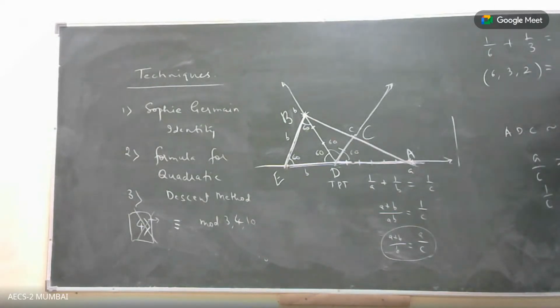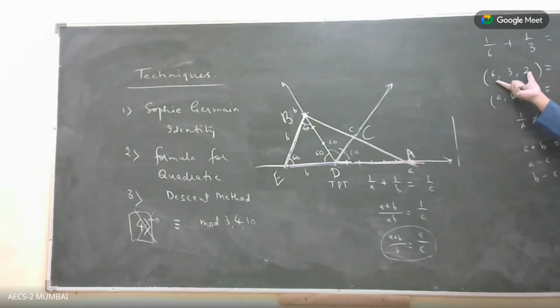Now whenever the GCD of A, B, C is 1 and 1 by A plus 1 by B equal to 1 by C, what one can prove, or what one can show, is that A plus B is a square, as well as A minus C is a square, as well as B minus C is a square. So for example, 6 plus 3, 9 is a square, 6 minus 2, 4 is a square, and 3 minus 2, 1 is a square. So we have to prove that problem.